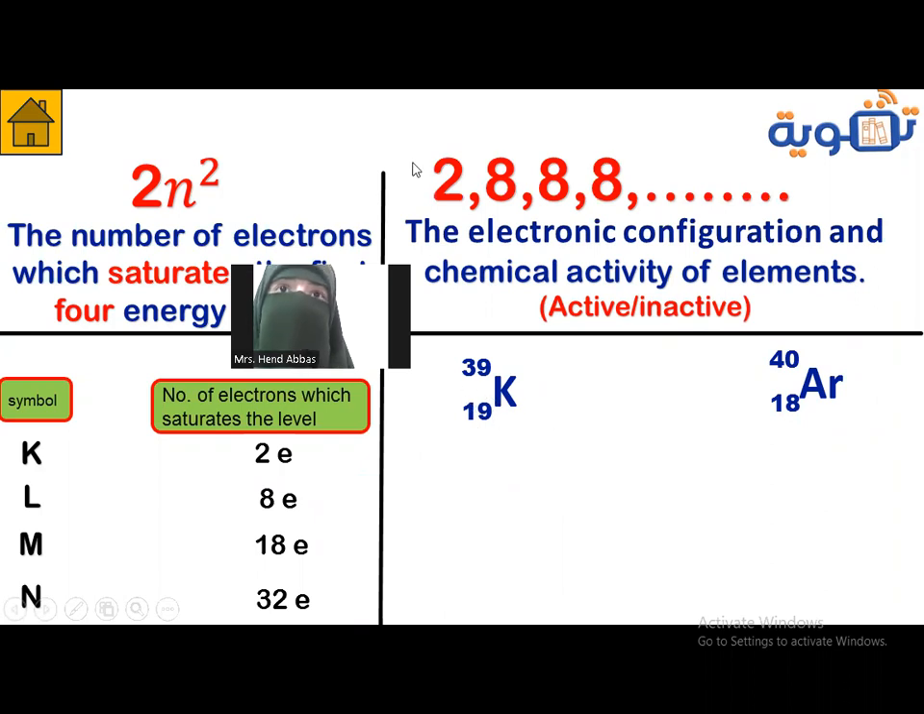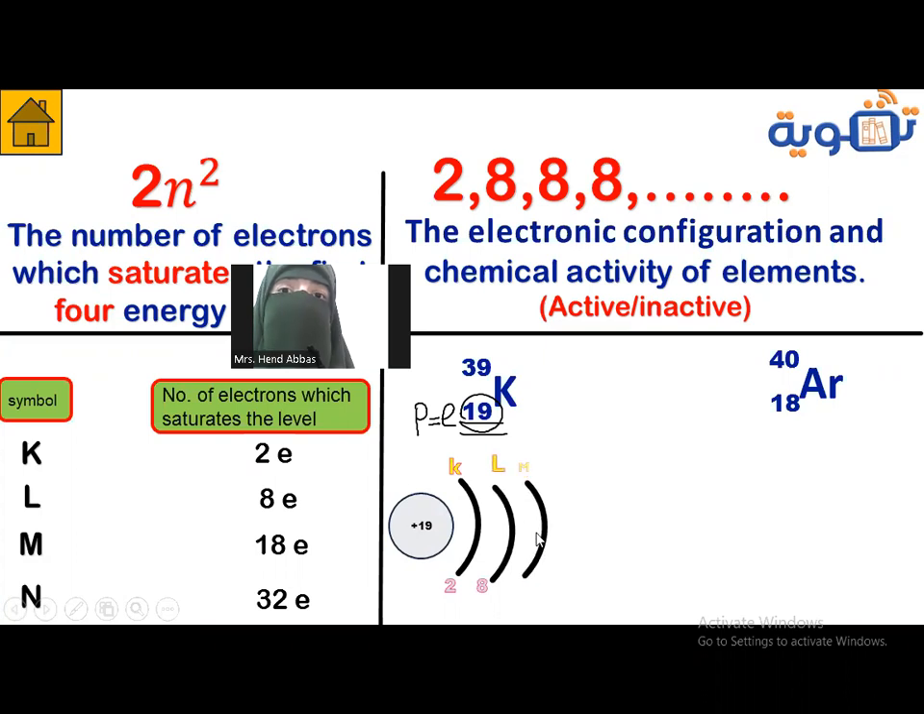Potassium has 19 protons. This number again, let's remember, is the number of protons. We call it the atomic number. The number of protons equals the number of electrons in the neutral atom. So we have here 19 electrons. Let's distribute those 19 electrons in the energy levels. The first energy level will contain 2, then the second will contain 8, then the third will contain 8, then the fourth will contain 1 electron.